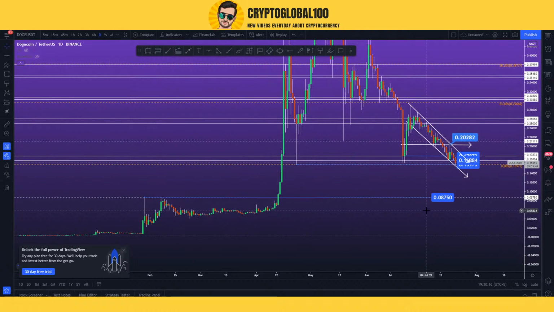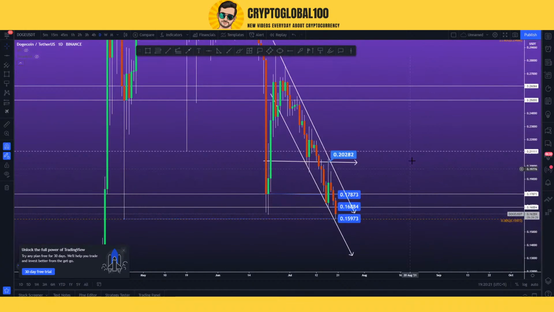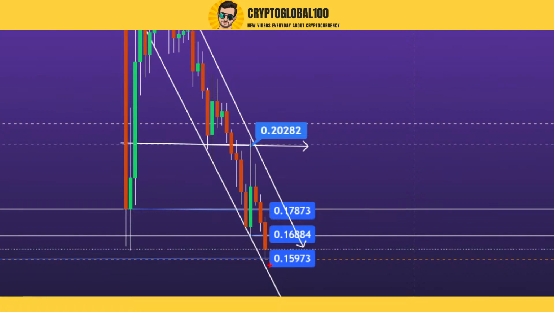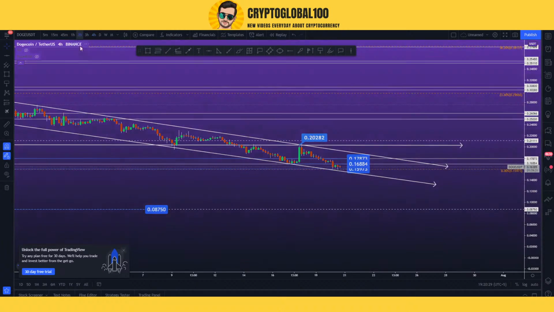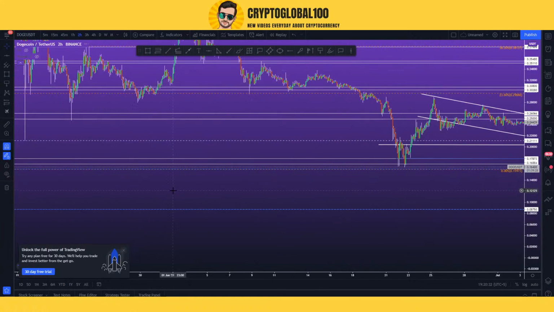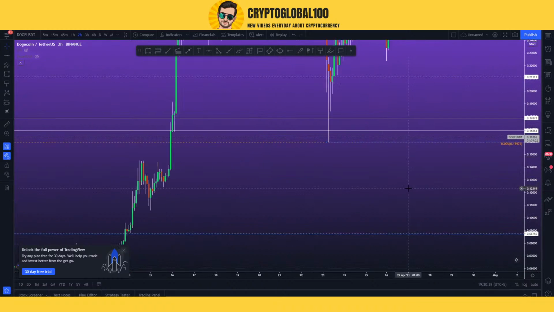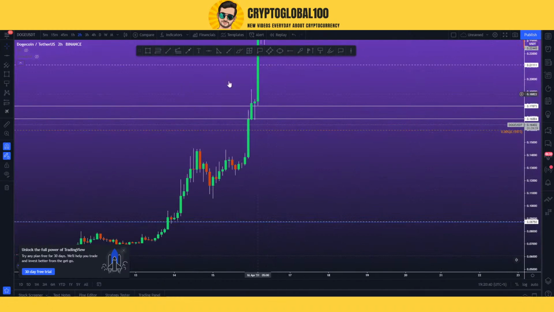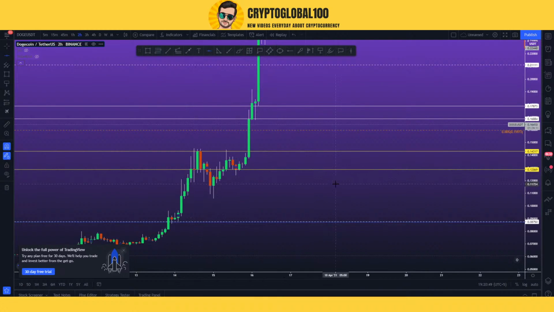I won't suggest it, but if this area 0.15973 gets broken, guys, the next target would be, I would be going for the 2-hour chart, so you guys can understand the areas. If this level gets broken, then we might be testing this area. I'm gonna make it a bold area here. We would be testing these two lines, these two areas.